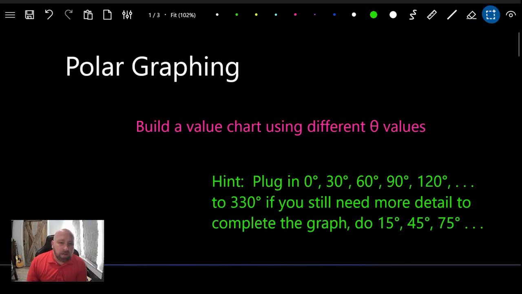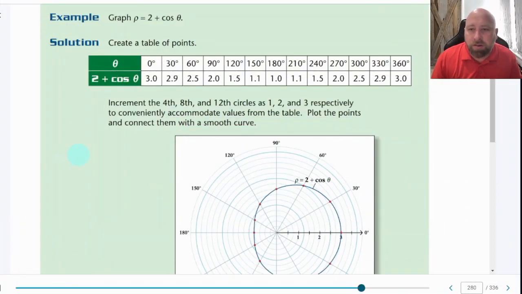All right, let's take a look at page number 280, page 280 in your book. We want to graph rho equals 2 plus cosine of theta. Rho equals 2 plus cosine theta. So here's our table, okay? We're going to have our theta values. So make your theta and just go 0, 30, 60, 90 all the way back.